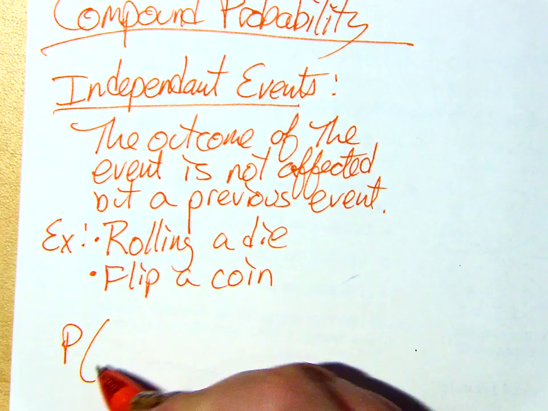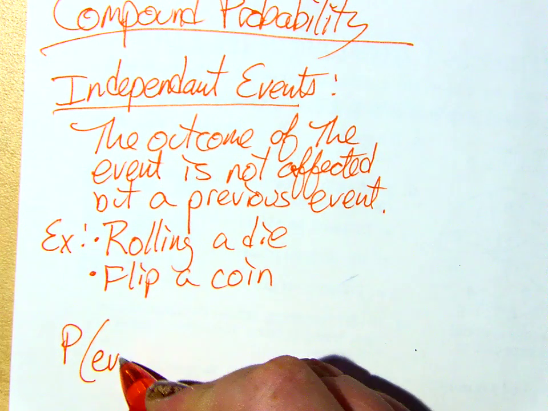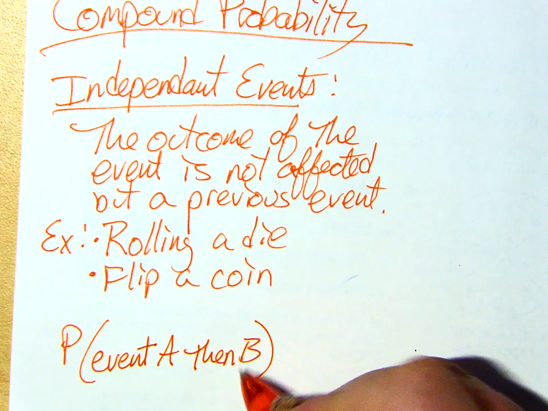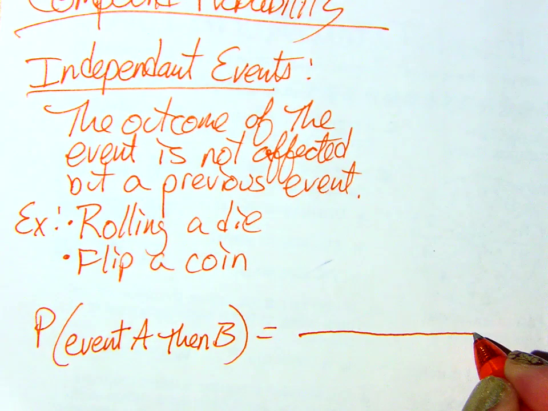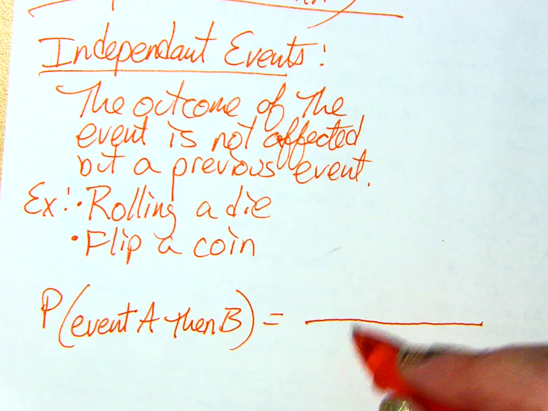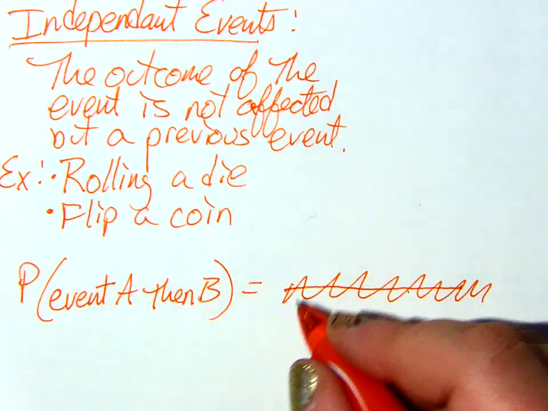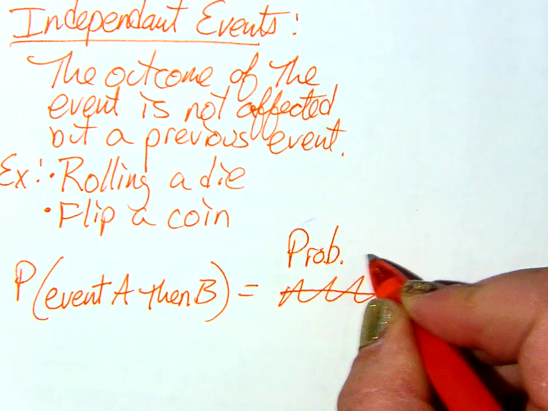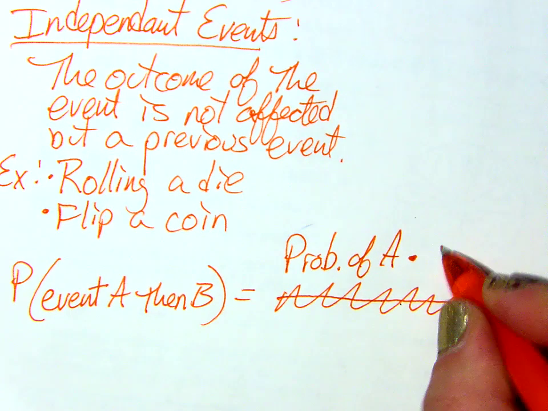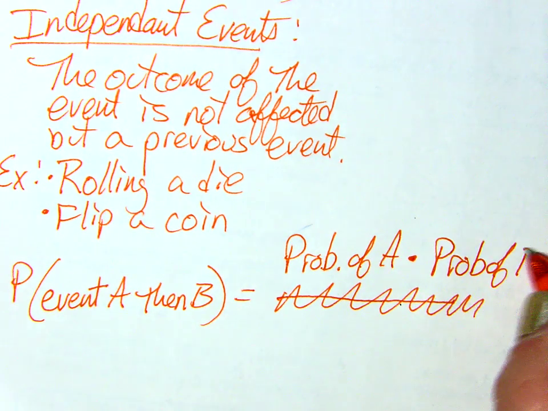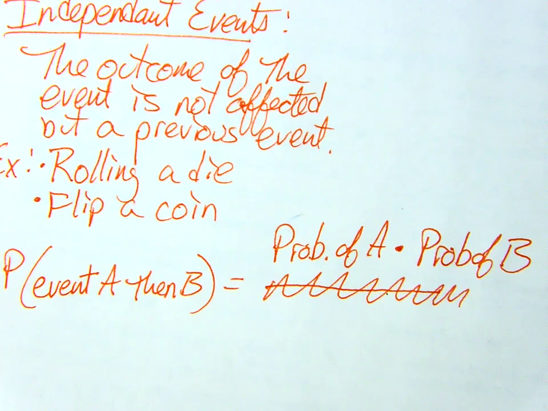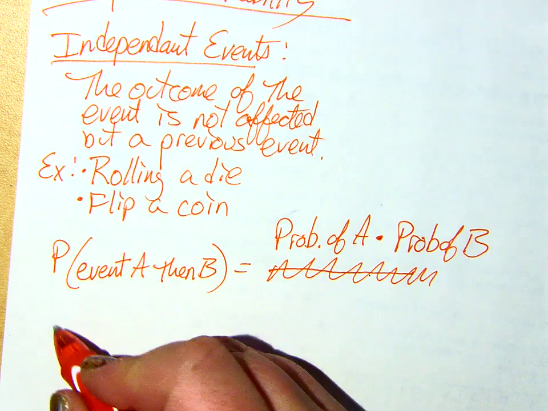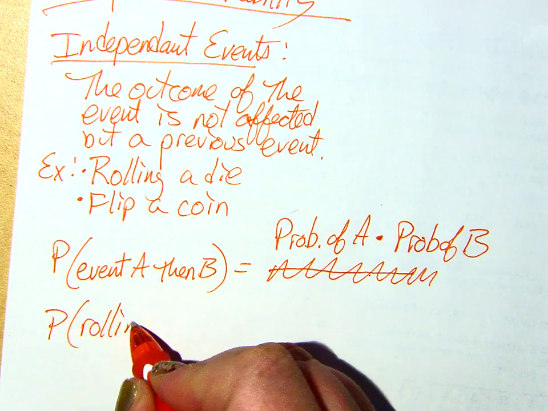So the probability of event A, then B. I'm going to give you the general formula and then we'll put it in. You're just going to take the probability of A happening and you just multiply it by the probability of B. That's it. It's just that easy. So you just take the probability of the first event times the second event. So I said rolling a 3, then a 5.